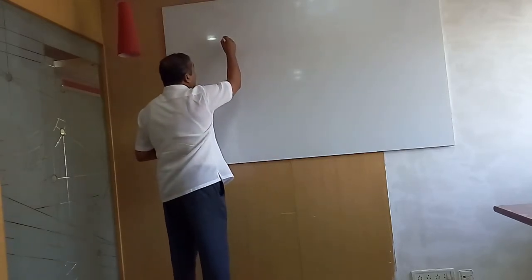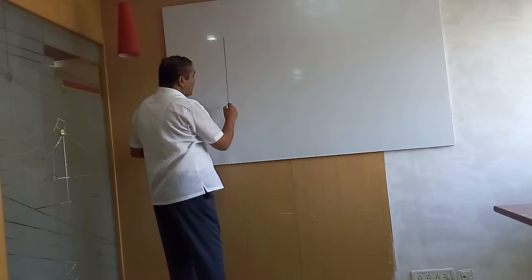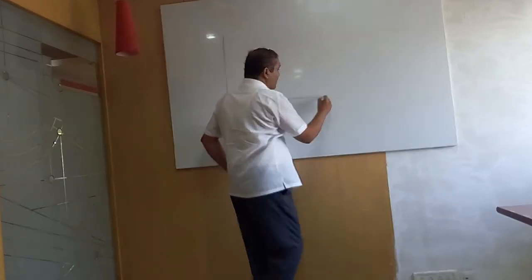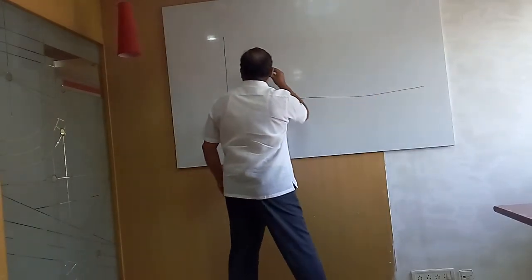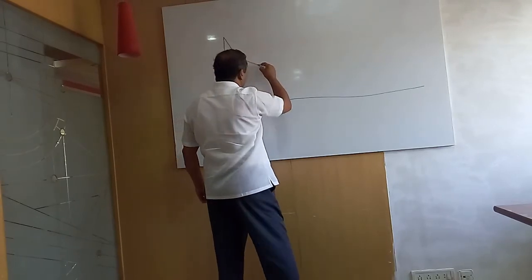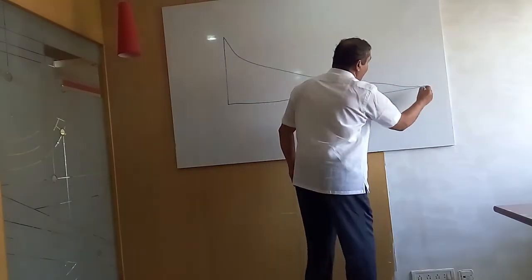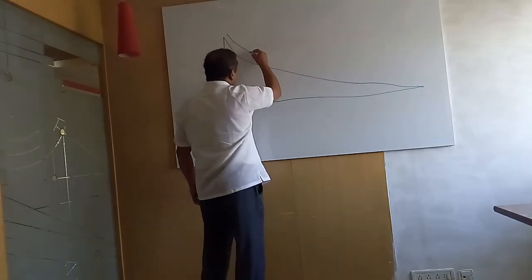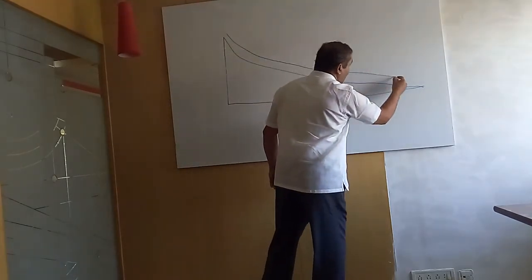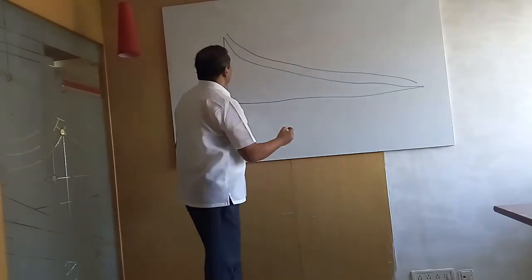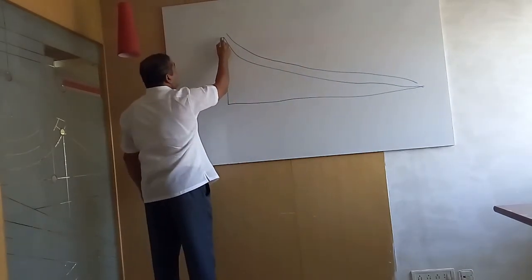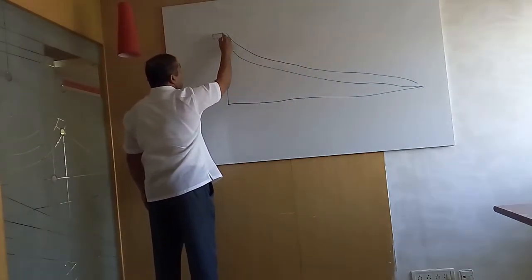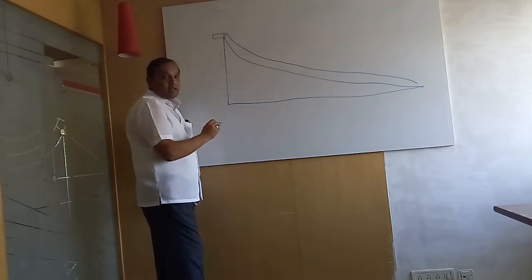First, we have to construct a right angle triangle. This right angle triangle will have a parabola. This parabola is a canal. And here you are having a reservoir. The reservoir is connected to the canal.